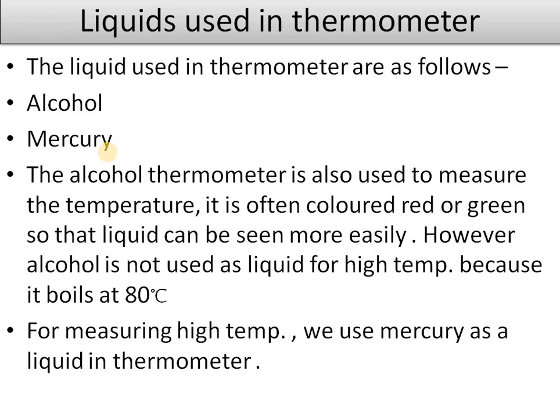However, alcohol is not used as a liquid for high temperature because it boils at 80 degrees Celsius. So alcohol is not used for high temperature measurement. So its boiling point is low. It boils at 80 degrees Celsius. So in that case, we use mercury as liquid in thermometer. For measuring high temperature, we use mercury as liquid in thermometer. We use mercury because its boiling point is high.